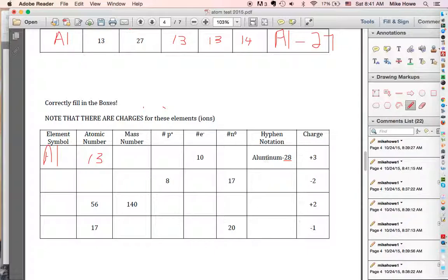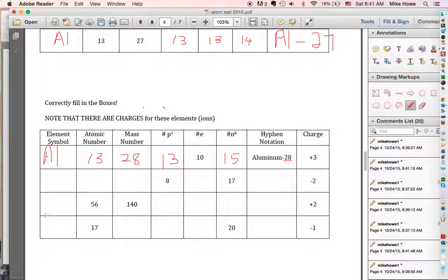It's 28. So mass number 28. Protons, same as atomic number, 13. And 13 plus something, the protons plus the neutrons, has to equal 28. Well, there are 28 protons and neutrons together. Of those 28 particles, 13 of them are protons. So there must be 15 neutrons. The total has to be 28. So 28 minus 13 gave us 15.